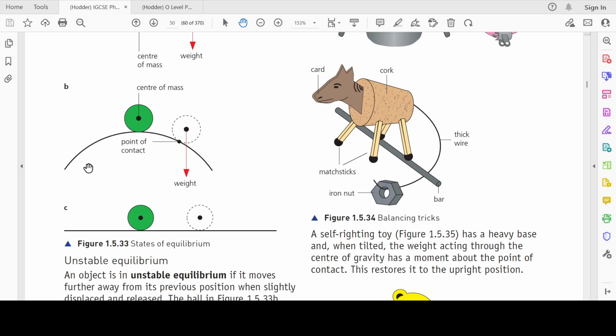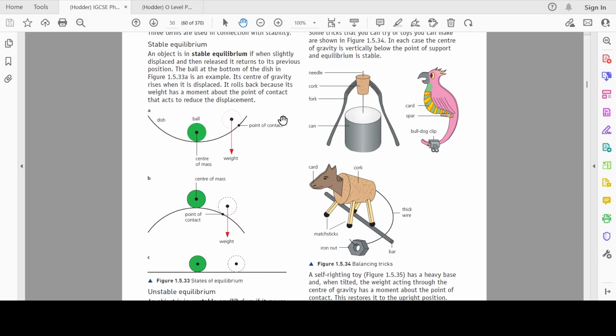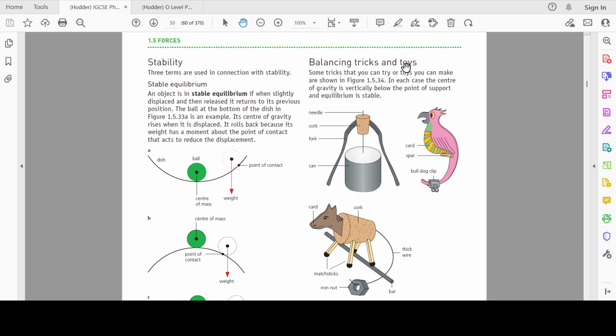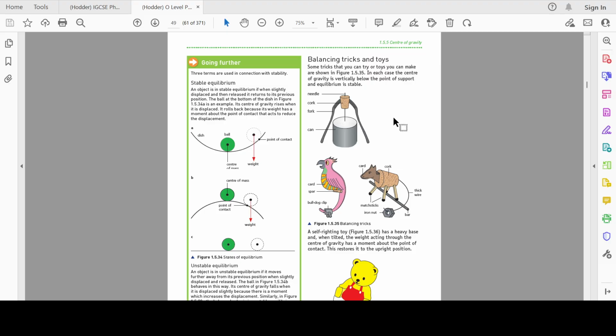Now since we're here, a little side topic that they've given, this balance in tricks and toys, I'm just going to show it over here in the text, and this is given for both the IGCSE and the O level. So you can see it's there and it's part of your syllabus.